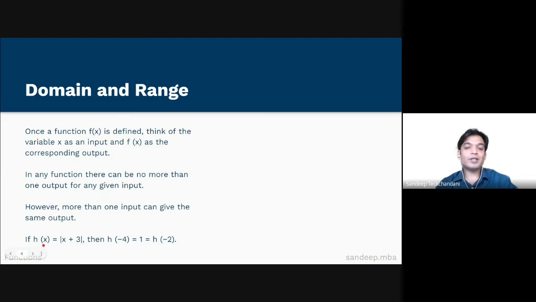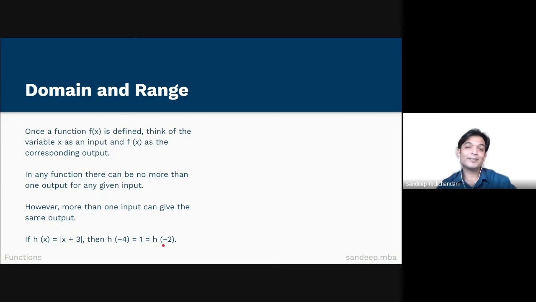If h of x is equals to the absolute value of x plus 3, then h of minus 4 is equals to 1. Let me show you how. Minus 4 plus 3 is equals to minus 1 and the absolute value of minus 1 is equals to 1. Similarly, if x is equals to minus 2, then minus 2 plus 3 is equals to minus 1 and the absolute value of minus 1 is equals to 1. Therefore, I can conclude that h of minus 4 is equals to 1, that is equals to h of minus 2.